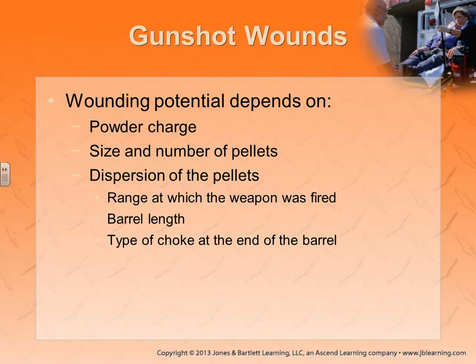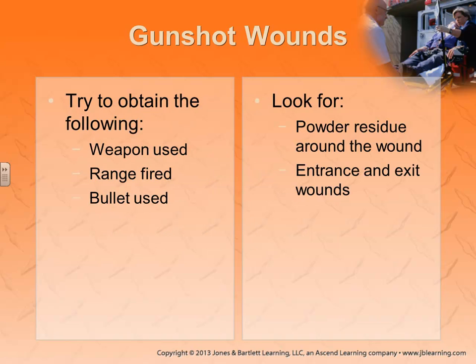Your wounding potential depends on the powder charge. How much energy is going to be created whenever the projectile is charged out of the weapon, the size and number of pellets, and then all this that you see here as well. The barrel length, the type of choke at the end of the barrel. Why are sawed-off shotguns illegal? They're deadly. They cause a lot bigger impact at close range than a full-length shotgun. That's probably not the only reason, but that is one reason.